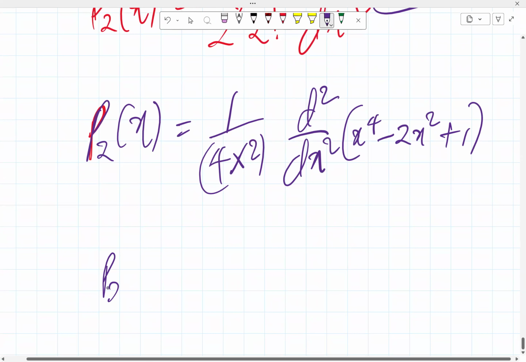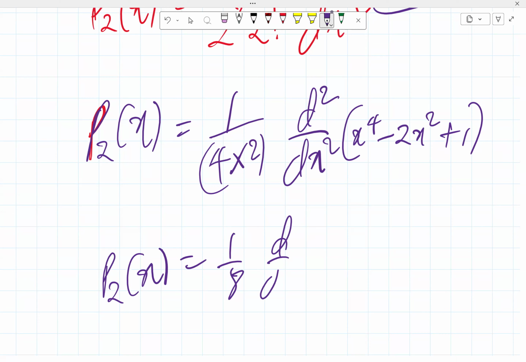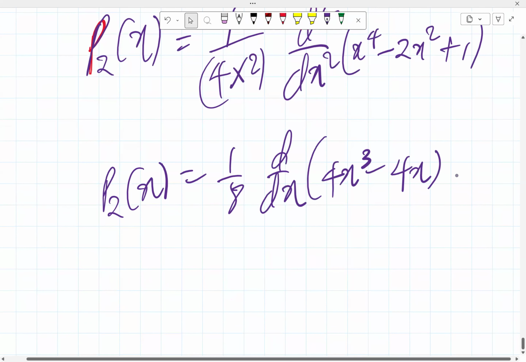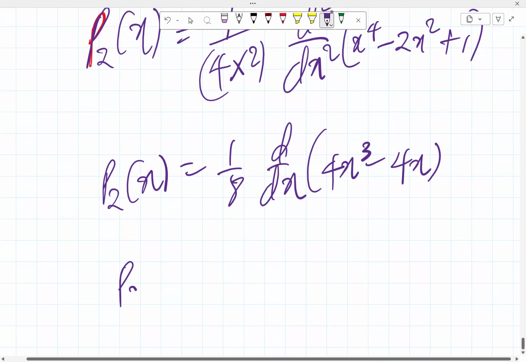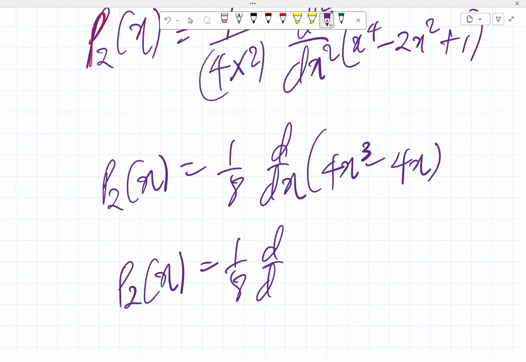So we then have P2 of x equals 1 over 8, then d squared/dx squared, that means differentiate the first time: d/dx of the expression gives 4x cubed minus 4x plus 1. The 1 is gone, that's a constant. Then P2 of x is 1 over 8 d/dx, differentiating this again, the constant is gone, so that'll be 12x squared minus 4.